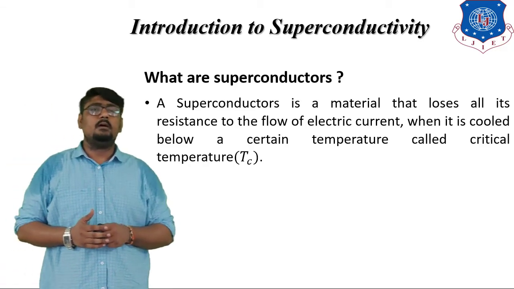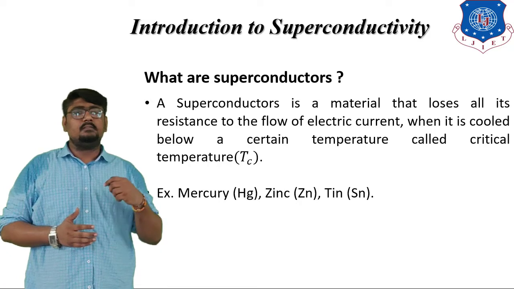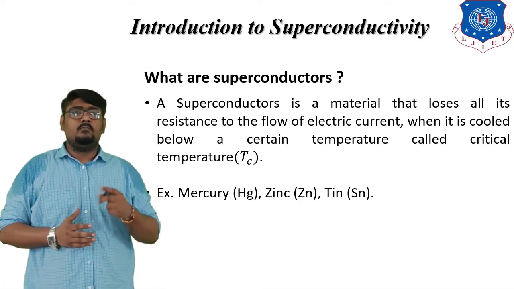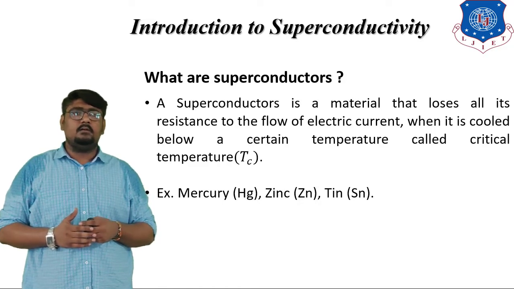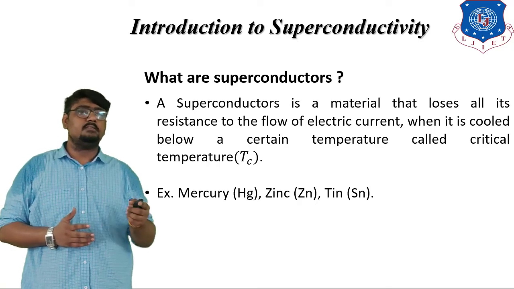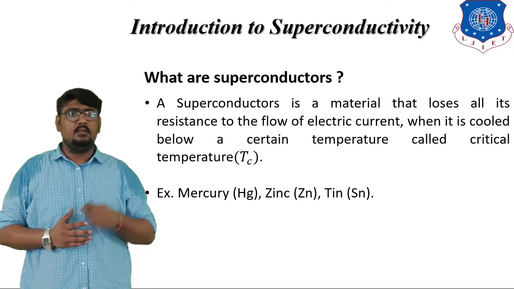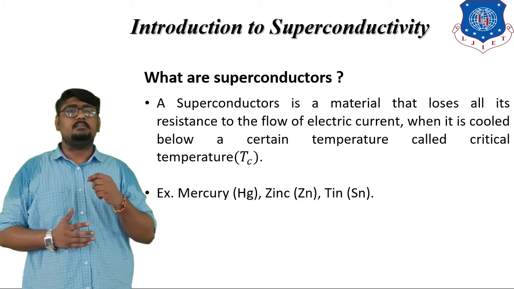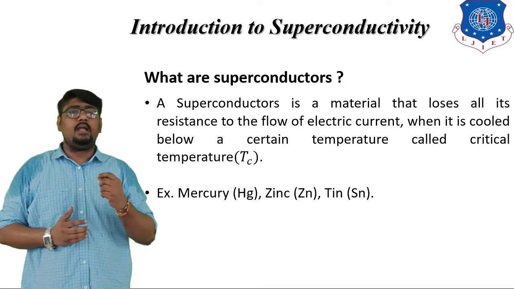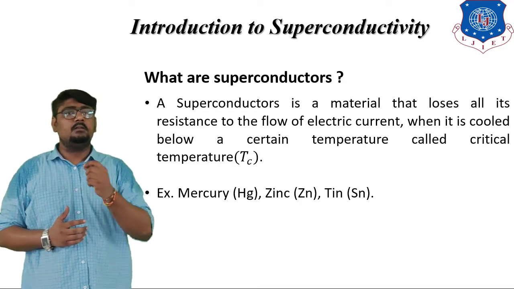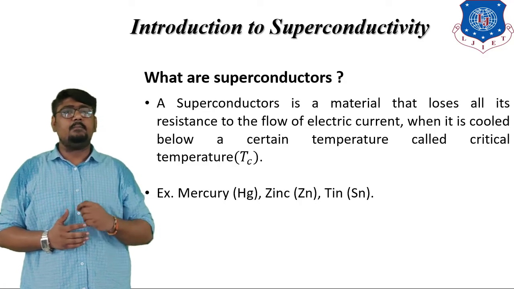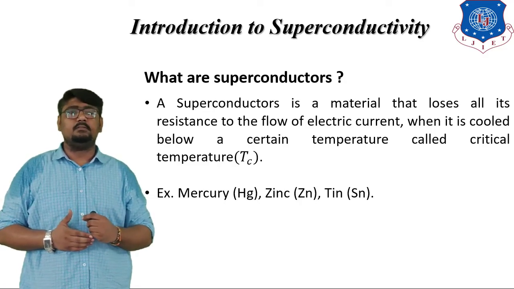You might be aware of resistance. Resistance is directly related to temperature in the case of conductors. When temperature increases, resistance increases, and when temperature decreases, resistance decreases. So there exists one state, at a certain temperature, where the resistance becomes zero, and that temperature is known as the critical temperature.